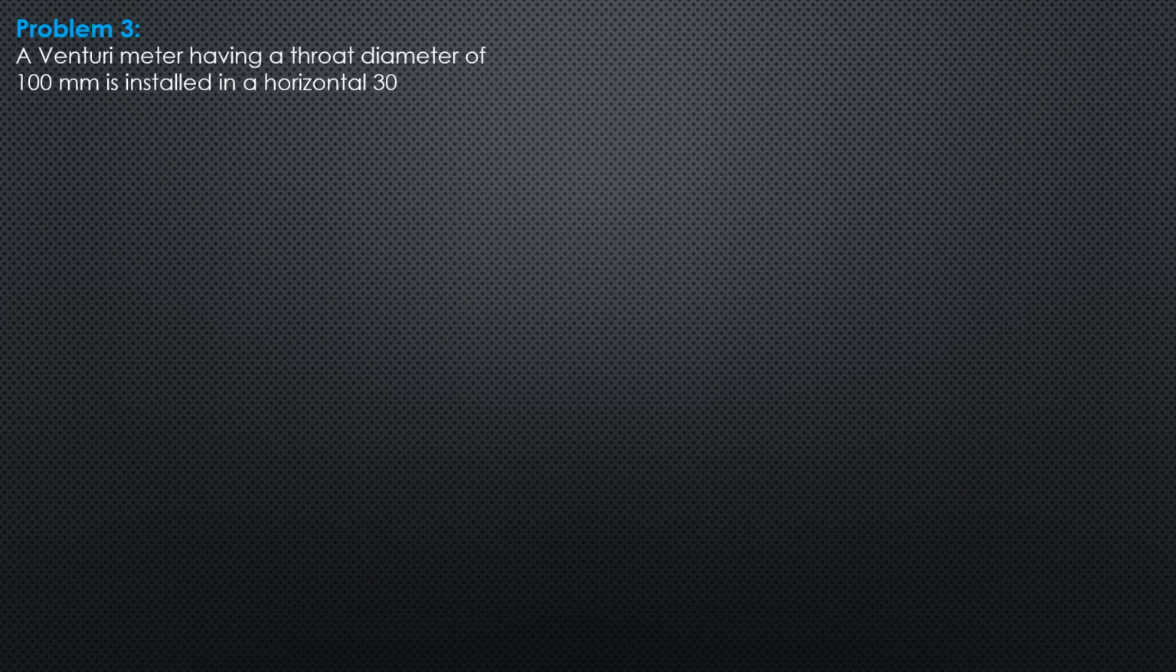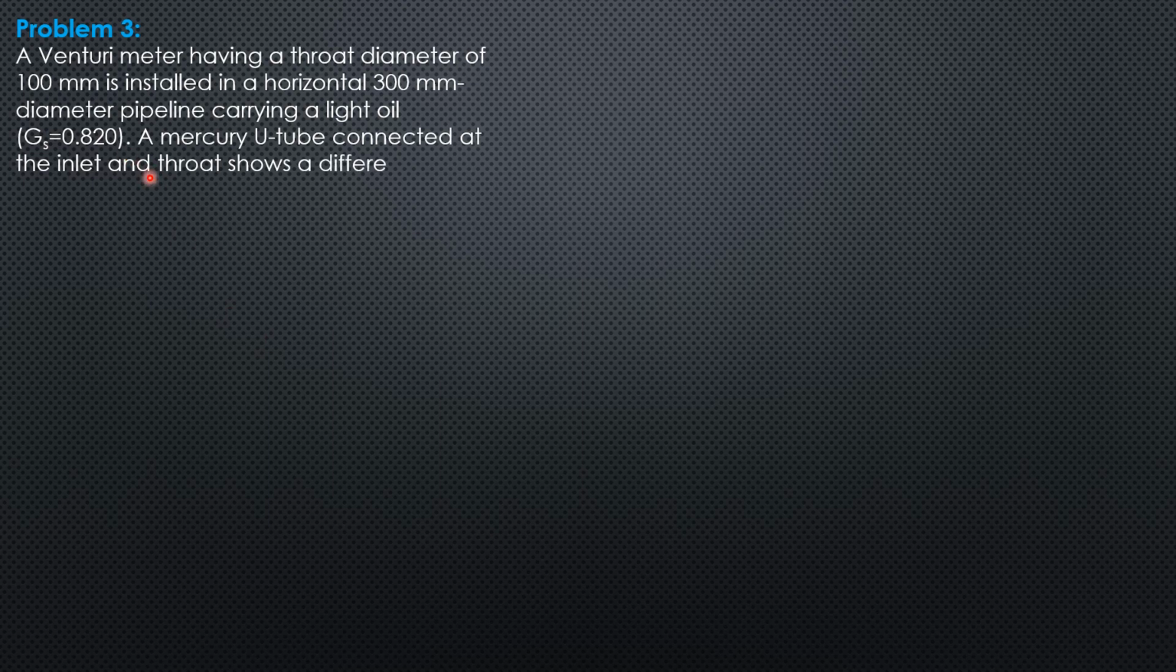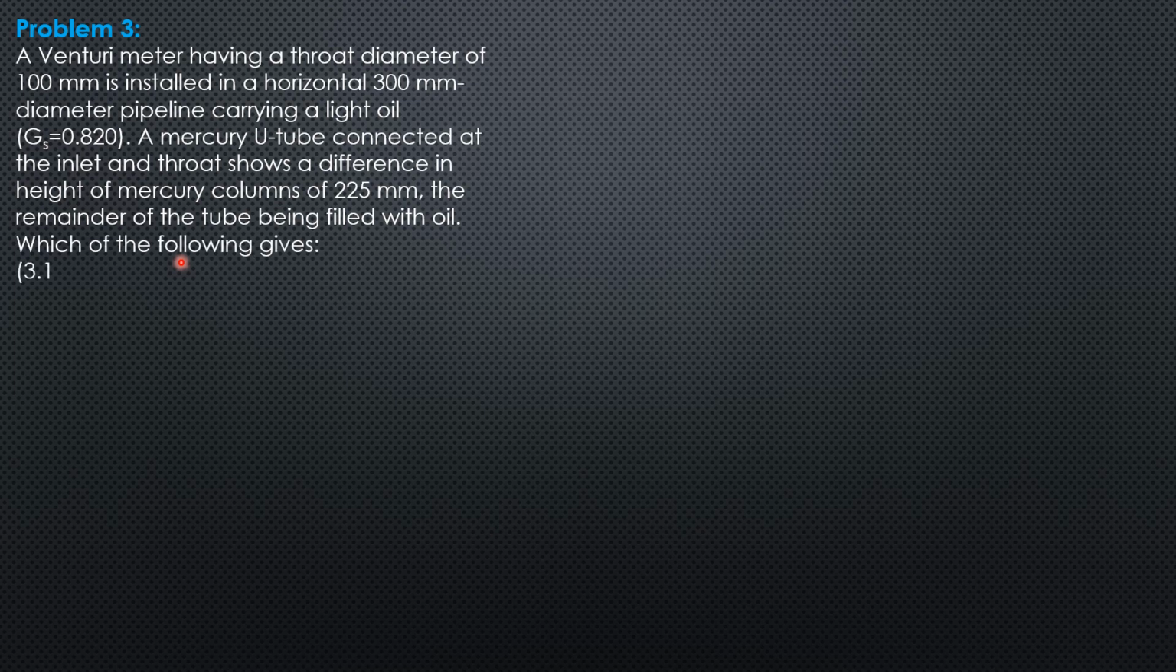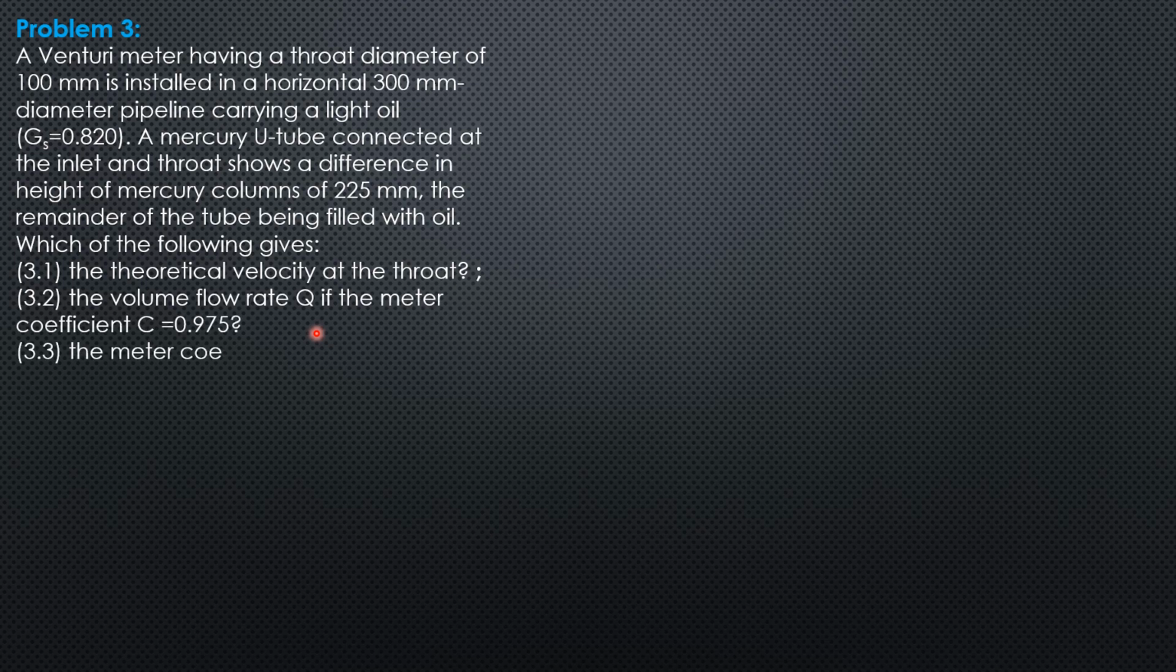Hello everyone, this is example 3 on flow meters. A venturimeter having a throat diameter of 100 mm is installed in a horizontal 300 mm diameter pipeline carrying a light oil of specific gravity 0.82. A mercury tube connected at the inlet and throat shows a difference in height of mercury columns of 225 mm, the remainder of the tube being filled with oil. So which of the following gives the theoretical velocity at the throat?